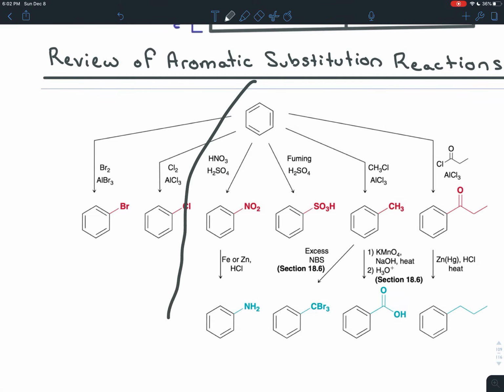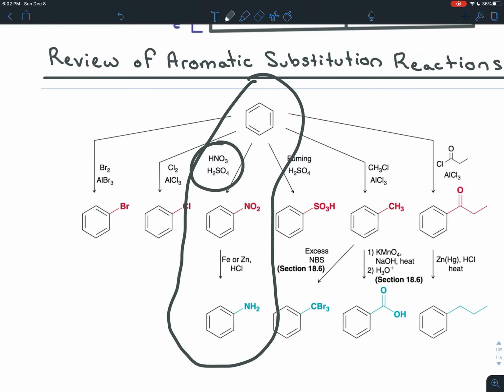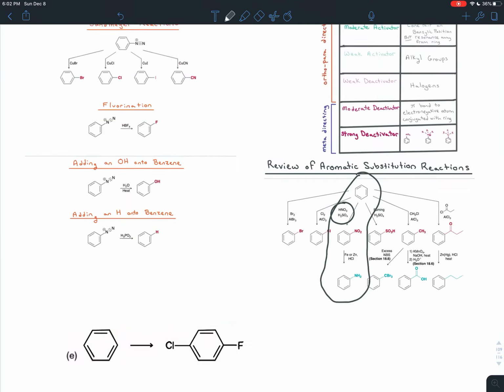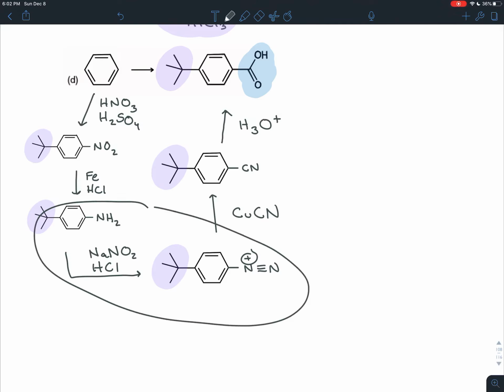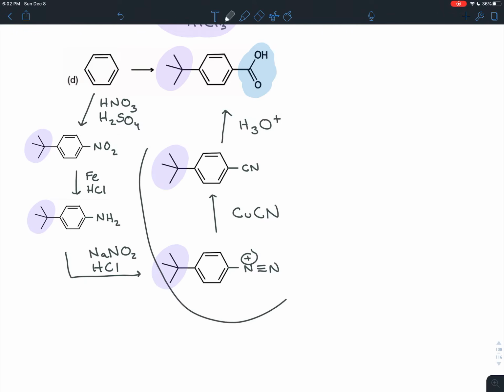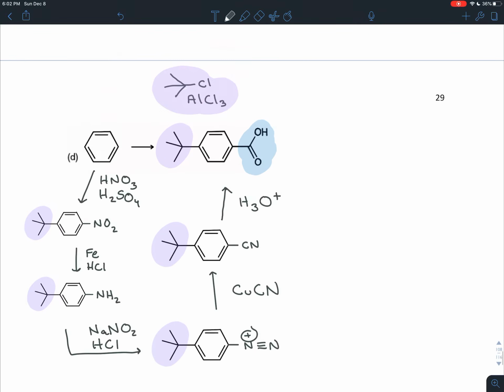So it's a two-step procedure to get the primary amine. First, you use nitric acid and sulfuric acid, that adds the nitro group on. Then you use either iron or zinc and HCl, and that reduces it to a primary amine. Once you have the primary amine, you can make a diazonium salt out of it, and then you could do a Sandmeyer reaction to get the cyano group, and then you can do the acid-catalyzed hydrolysis of a nitrile with H3O+, and that'll turn it into a carboxylic acid.